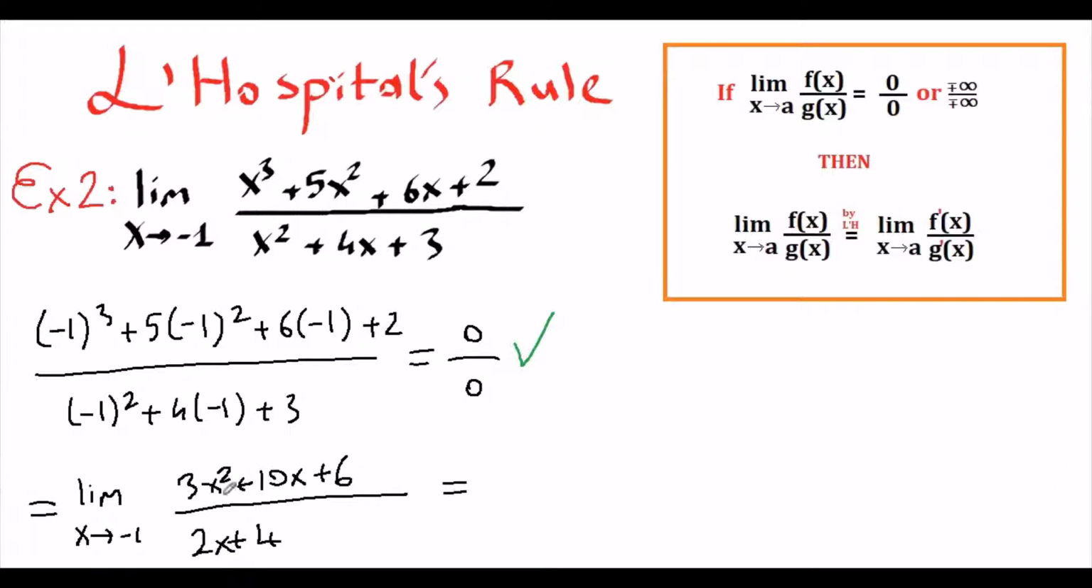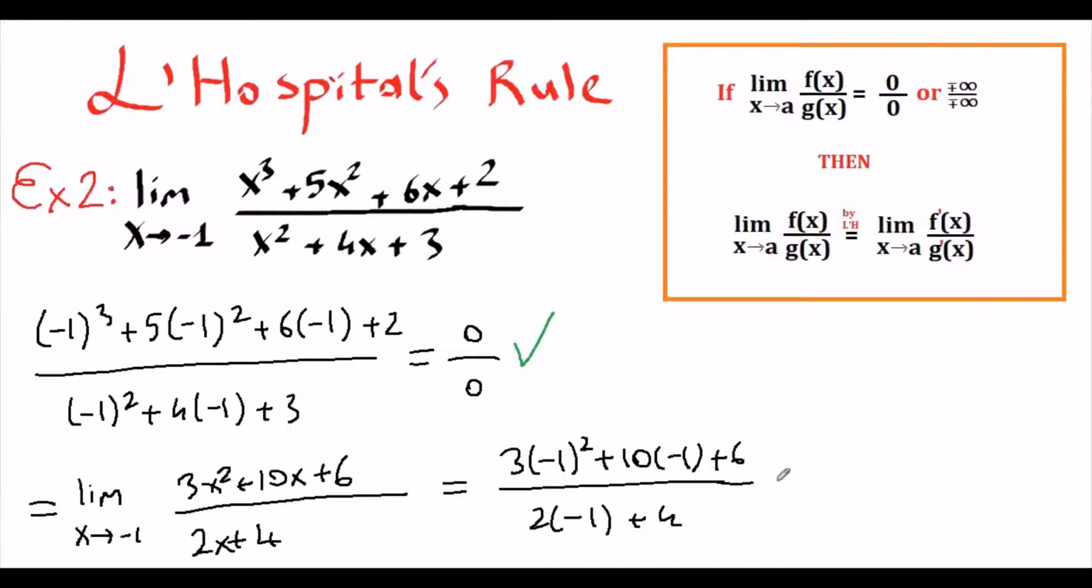Now we can plug in our negative 1 because we have no restriction here. 3 times negative 1 squared plus 10 times negative 1 plus 6 all over 2 times negative 1 plus 4. In the numerator, we obtain negative 1 squared is positive 1 times 3 is 3. 3 plus negative 10 is negative 7 plus 6 is negative 1. And here we obtain just 2. So our limit is approaching negative 1 half.